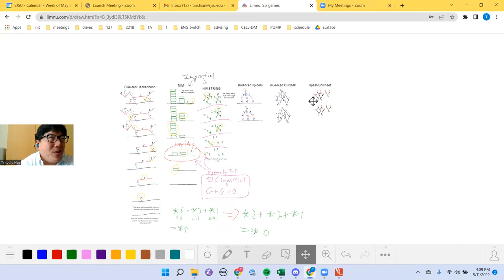I know Blue Red Hackenbush is NP hard. I don't actually know how hard it is. I know really nothing about PSPACE stuff. I don't even know the definition of what PSPACE is. You'll have to tell me sometime. I would guess that Blue Red Hackenbush is probably in that category. It would be interesting if it were actually in the middle, like NP complete but not PSPACE complete. I would find that really interesting. But I don't know what I'm talking about.